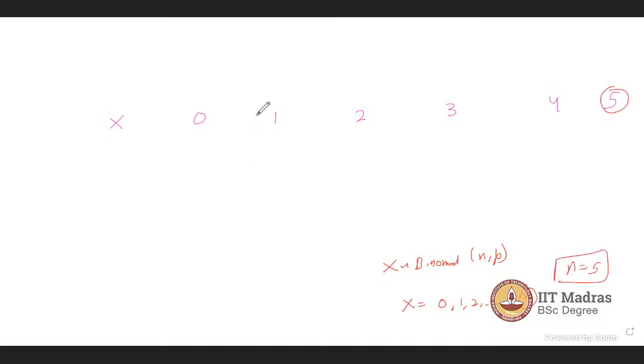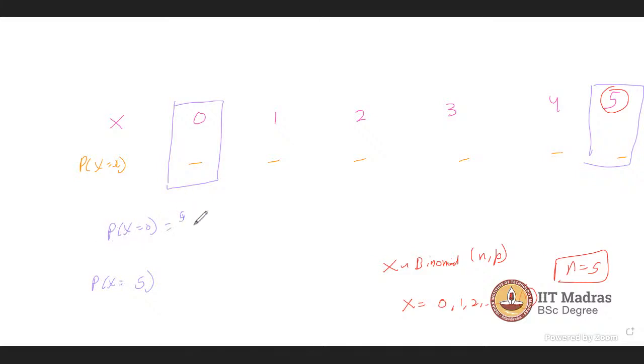Once you get the PMF, it means you also obtain the probabilities, right? So always consider the extreme ones. Either consider x equals 0 or consider x equals 5. Because for probability x equals 0, it means 5c0 p raised to the power 0, 1 minus p raised to the power 5, right? It is nothing but 1 minus p raised to the power 5. And you know the probability as well.